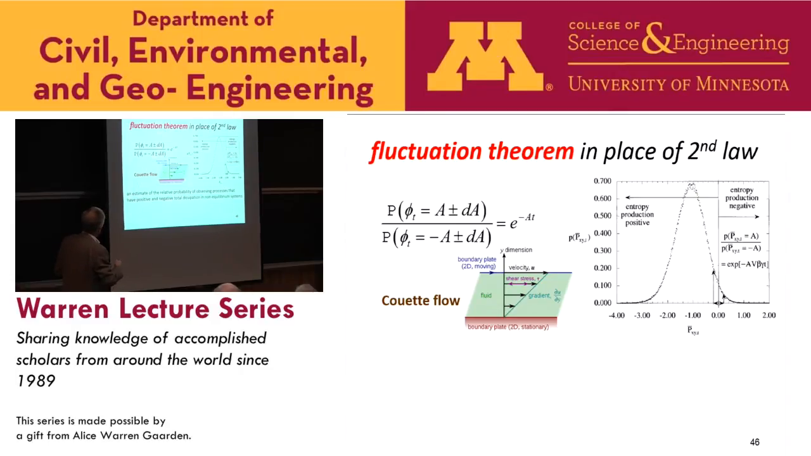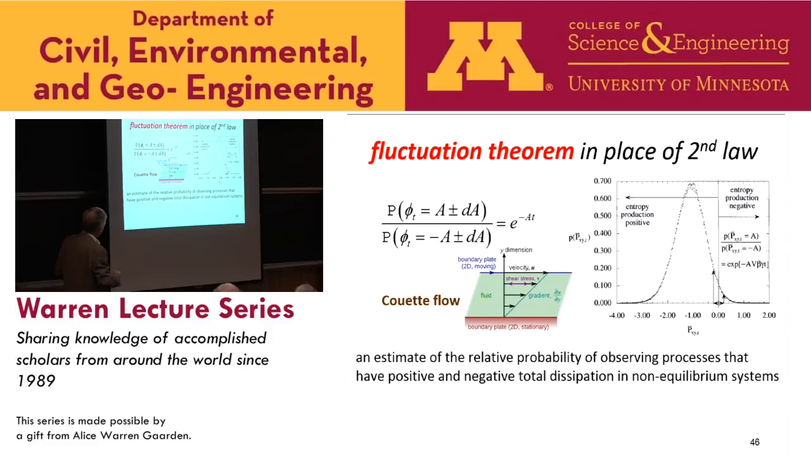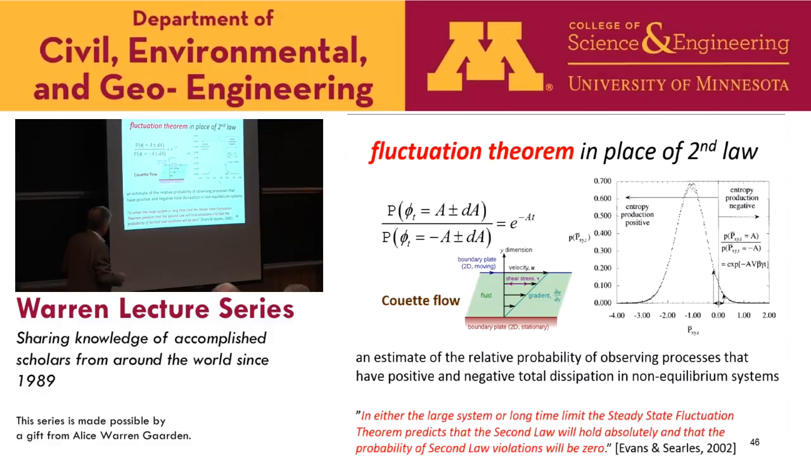What this gives, the fluctuation theorem, is an estimate of relative probability of observing processes that have positive and negative total dissipation in non-equilibrium systems. It's a ratio of probabilities. It's very interesting. And here I take verbatim from a paper, a very nice review paper in Advances in Physics.